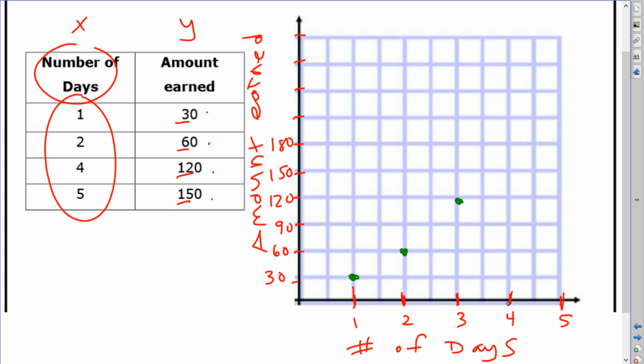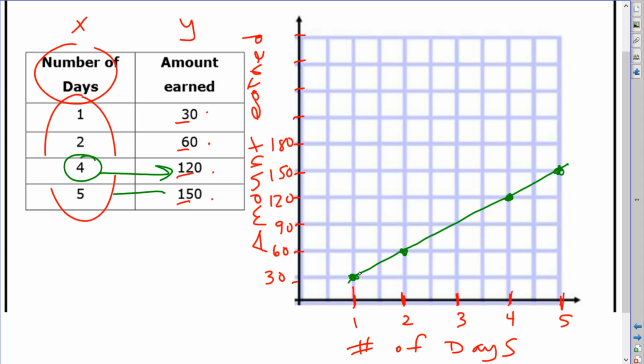And on day... Oh, sorry, I just graphed that wrong. I wasn't paying attention. Day 4 is $120. And day 5 is $150. And if I connect it now, it should make a straight line. Now that makes sense. Remember before I tried to graph 3 at 120? That would have made a crooked line. See that? So then maybe I would have noticed that I had to go back and redo it.